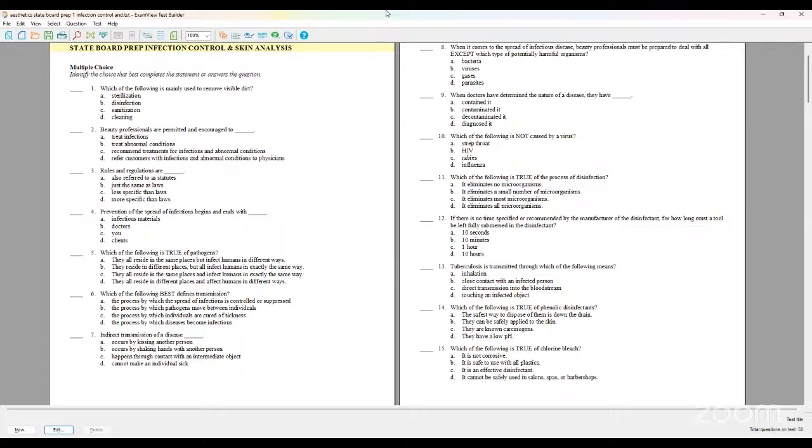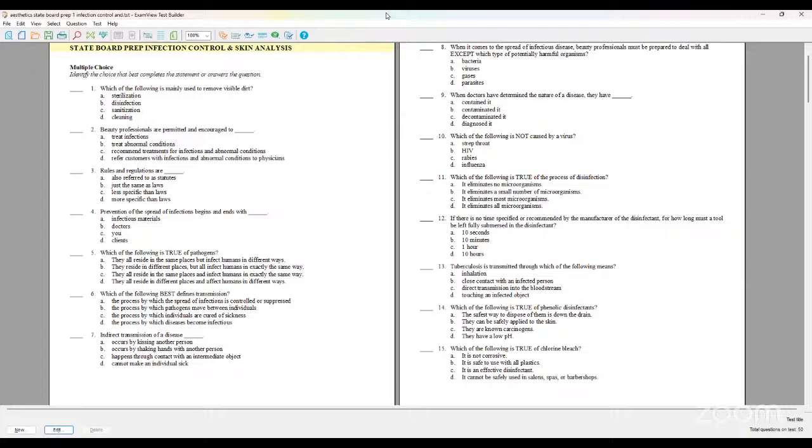Number 4 says prevention of the spread of infections begins and ends with, we did this one. Is it infectious materials, doctors, you, or client? Number 4, we went over this one, is you. As the professional, it's going to begin and end with you. And so we do our pre-cleaning and then we do our cleaning post service.